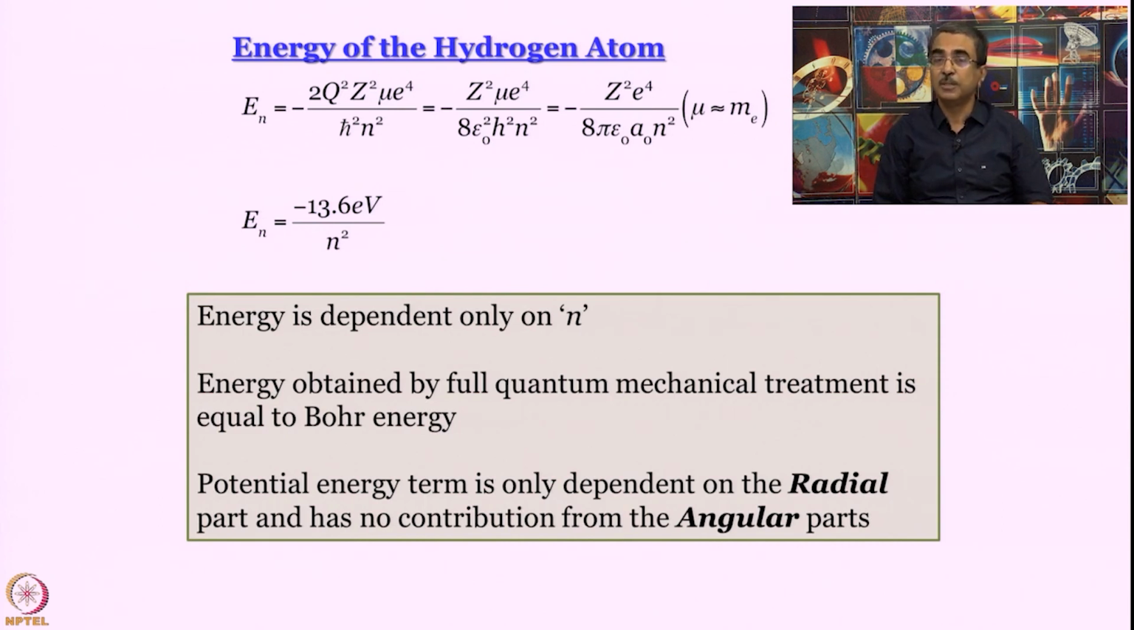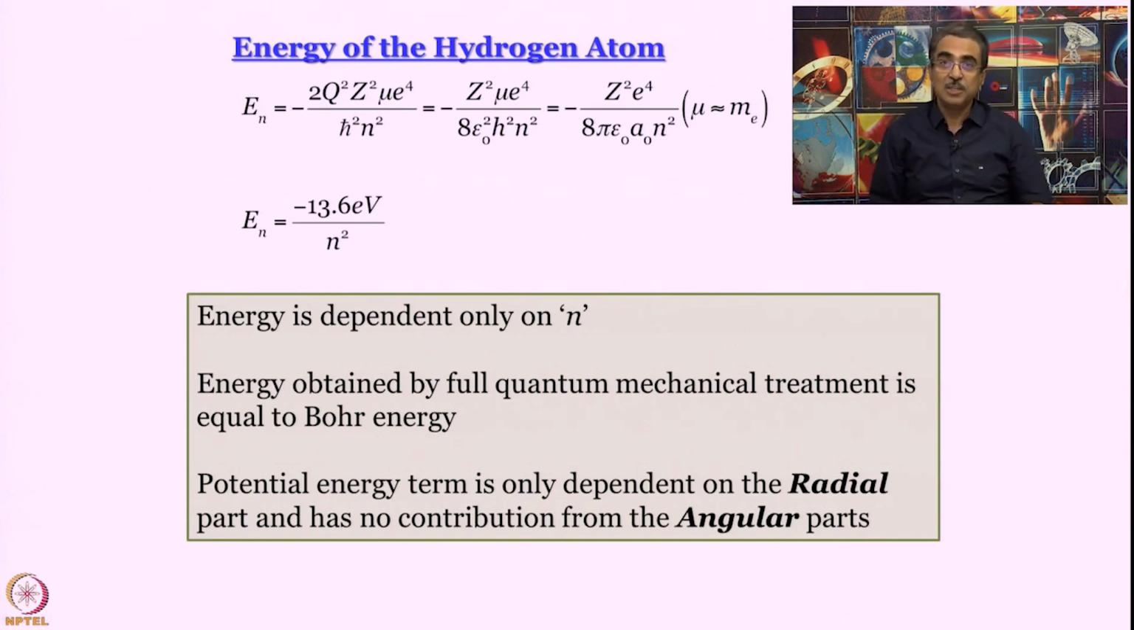Actually fine structure is obtained for other atoms, and for other atoms this degeneracy is lifted. We are not going to talk about that in this course. But what I am saying is the expression of E that comes out as the eigenvalue is exactly the same expression as that in Bohr theory. So, the strength of Bohr theory is retained here.